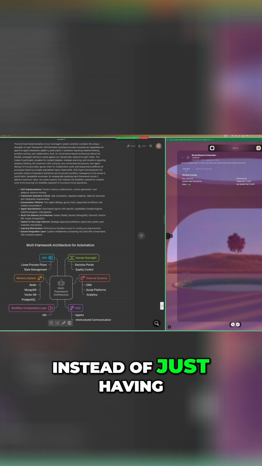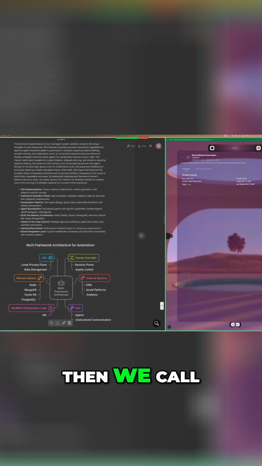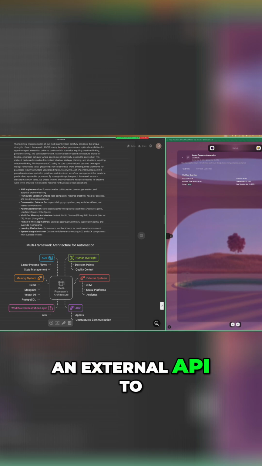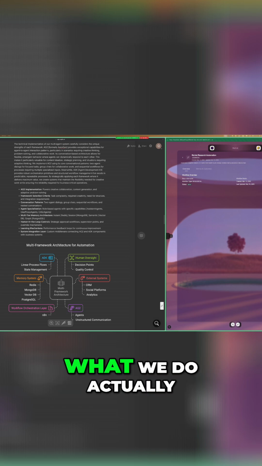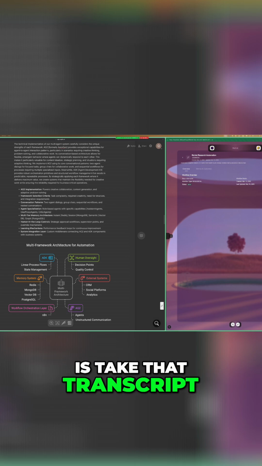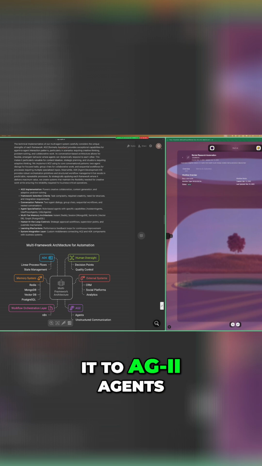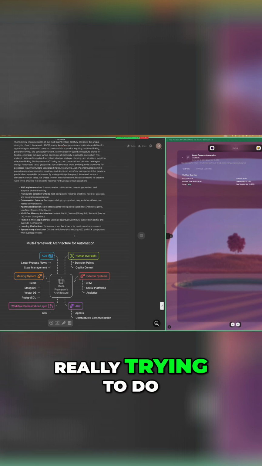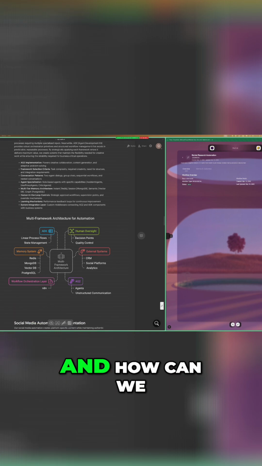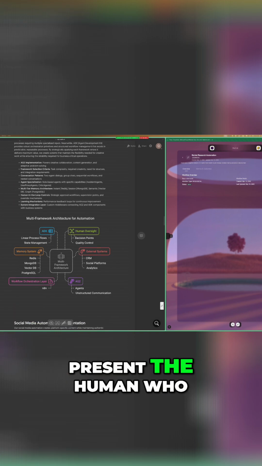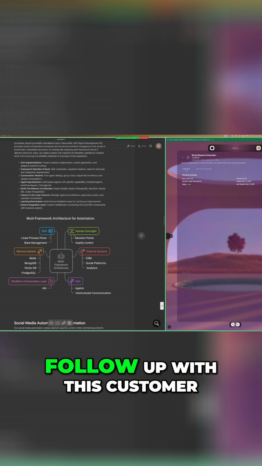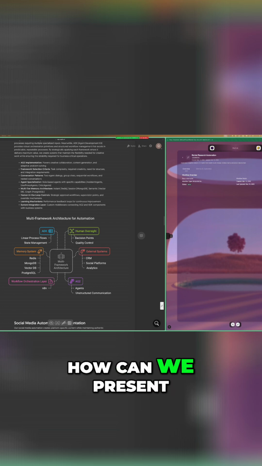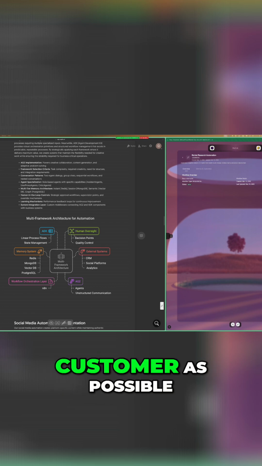Now, instead of just having that conversation happen and then calling, let's say, an external API to a CRM tool like Salesforce, what we actually do is take that transcript of the conversation and pass it to AG2 agents, and then have them discuss, hey, what was this customer really trying to do? What are they trying to achieve? And how can we present the human who will later follow up with this customer, how can we present that human with as much information about this customer as possible?